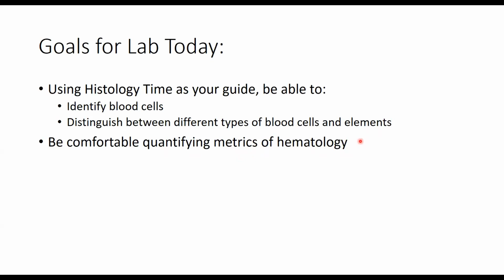For example, if I know approximately how many red blood cells are in a certain volume of blood, I should be able to calculate how much oxygen is in that certain volume of blood. And then I should be able to extrapolate that out to the entire body, how much oxygen is being carried in all of the blood volume in all of our body. Those are the types of metrics we want to be comfortable working with today. In other words, dimensional analysis, but in the context of blood physiology or hematology. Good luck.